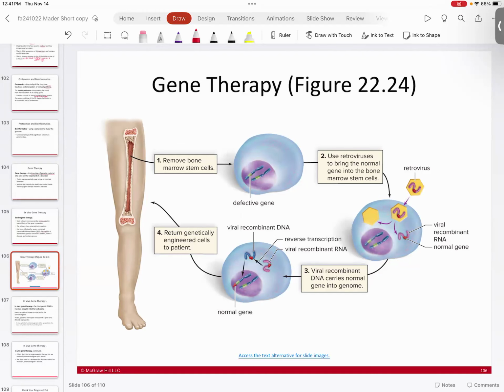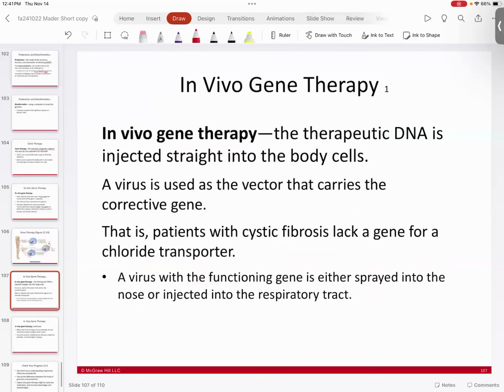So in this particular case, for instance, you will remove some bone marrow cells, then you'll incorporate, in this case through a retroviral vector, a piece of normal gene into the cell itself, and then you'll put the newly rescued cell back into the patient, and hopefully this is the cell that will then take over its production.